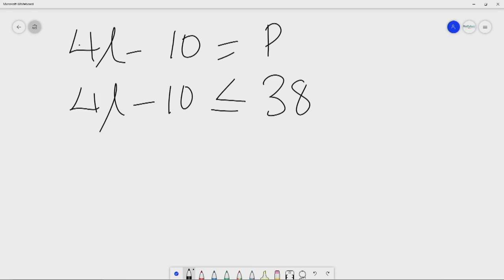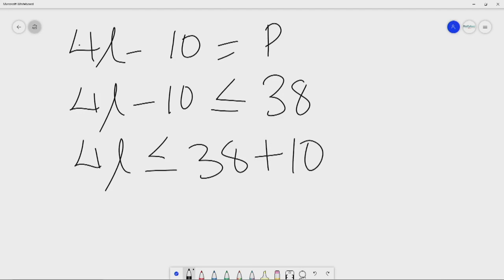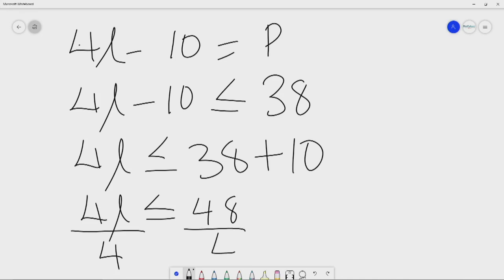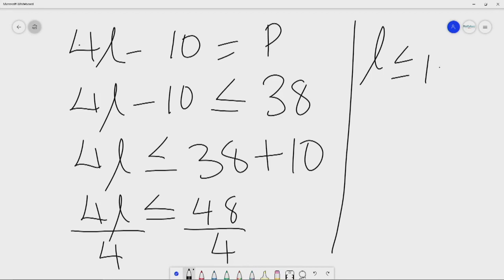So first we add 10 to both sides. So we have 4L is less than or equal to 38 plus 10. When we simplify that, we're going to have 4L is less than or equal to 48. And we divide by 4 because we're finding the value for L. So therefore, L is less than or equal to 12. And there you would have once again solved another linear inequation.